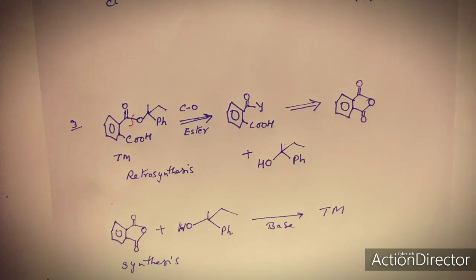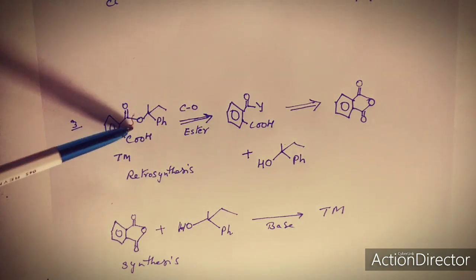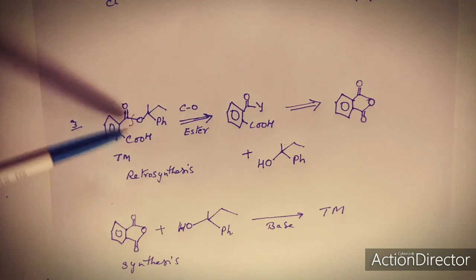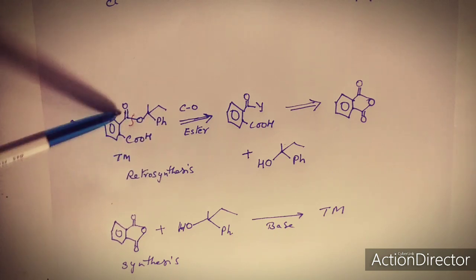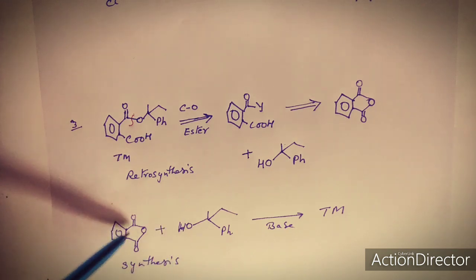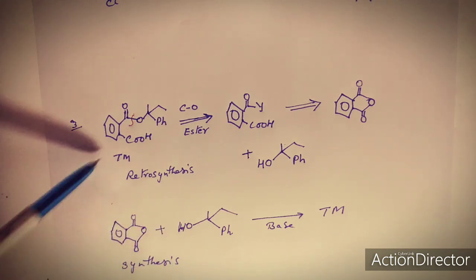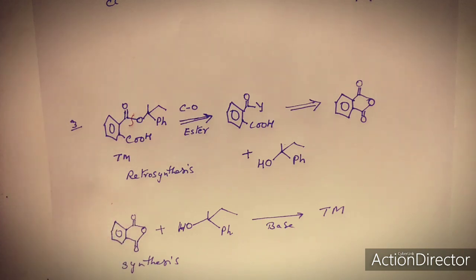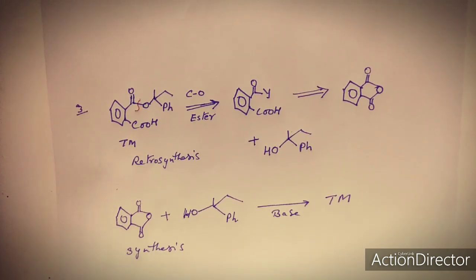Again we are doing the RX disconnection, this time taking into consideration the presence of the COOH group. So on disconnection we will be getting COOH, the CO here, and OH. So this is phthalic acid. Phthalic anhydride, because these two groups are adjacent to each other, is a very good synthetic equivalent, because on reaction with the alcohol in the presence of a base we get the ester and, at the same time, the COOH. So we will be getting our target molecule. The reaction we know and are familiar with.